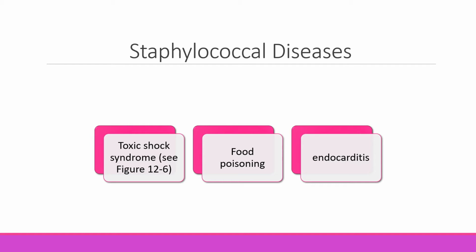And the first case was diagnosed in 1978, and it was found that menstruating women who used super absorbent vaginal tampons and left them in for a prolonged period of time would allow the bacteria to proliferate and produce that toxin, and eventually could lead to toxic shock syndrome.